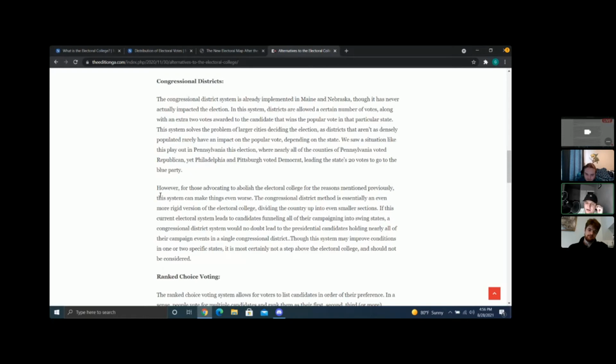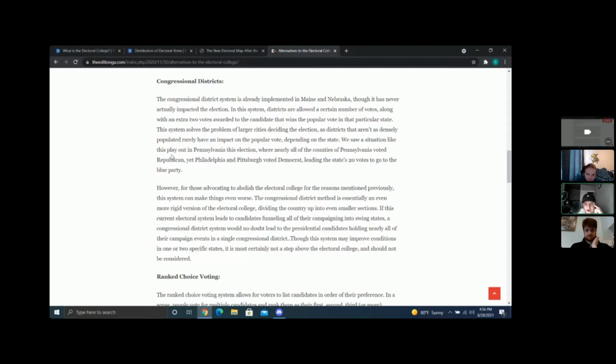However, for those advocating to abolish the Electoral College for the reasons mentioned previously, this system can make things even worse. The congressional district method is essentially an even more rigid version of the Electoral College, dividing the country up into even smaller sections. If this current electoral system leads to candidates funneling all of their campaigning into swing states, a congressional district system would no doubt lead to the presidential candidate holding nearly all of their campaign events in a single congressional district. Though this system may improve conditions in 1 or 2 specific states, it is most certainly not a step above the Electoral College and should not be considered.